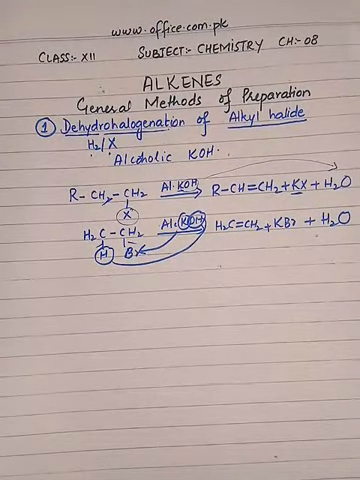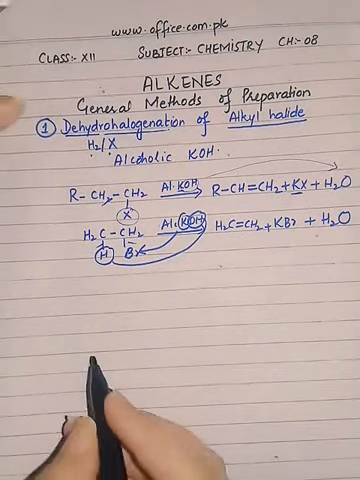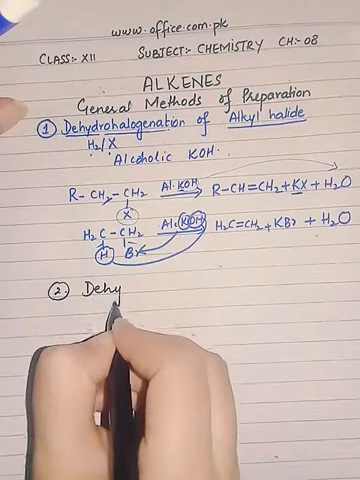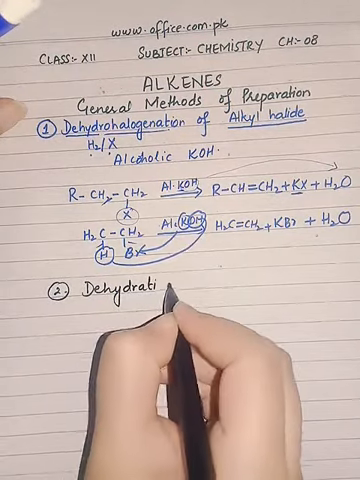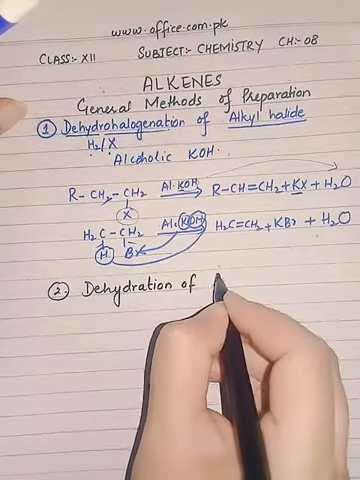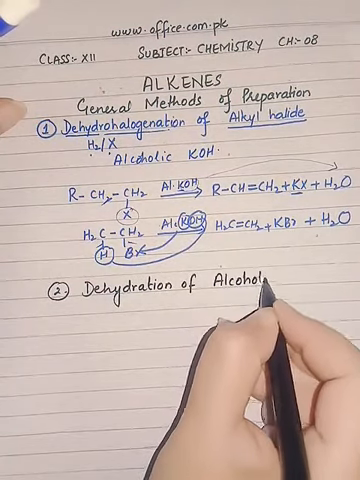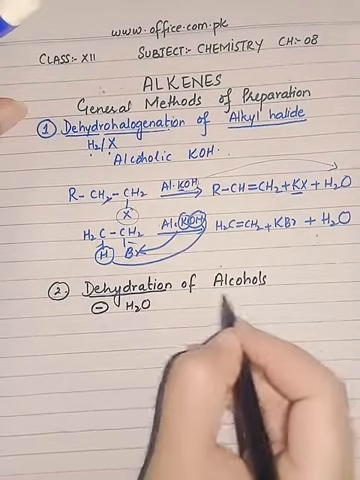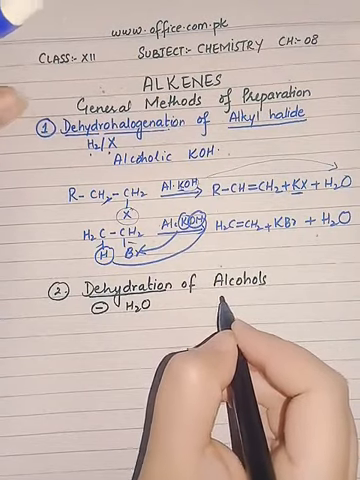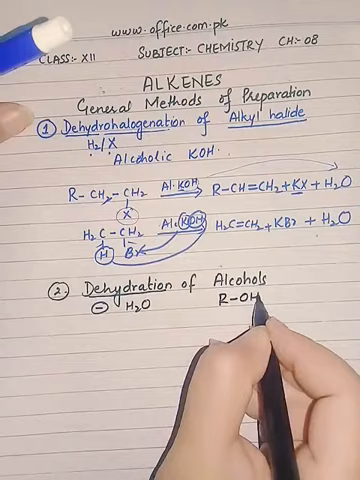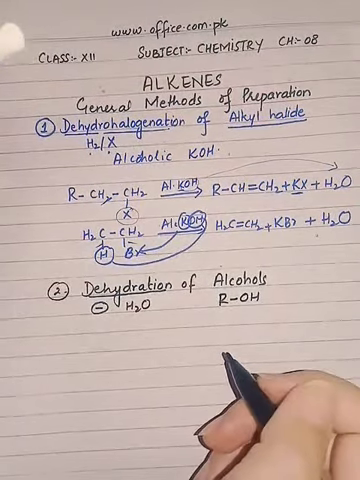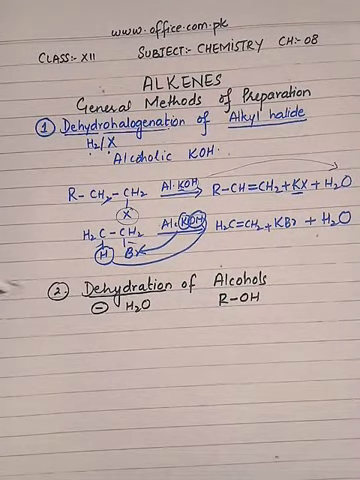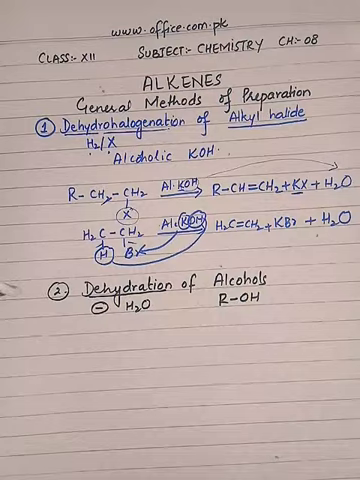Alright, the second method of preparation of alkenes is dehydration of alcohols. Dehydro means you will remove water from alcohols. Alcohols mean this. So alcohols are dehydrated in the presence of a catalyst and they will give alkenes.